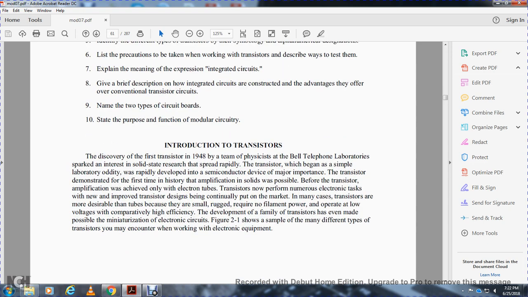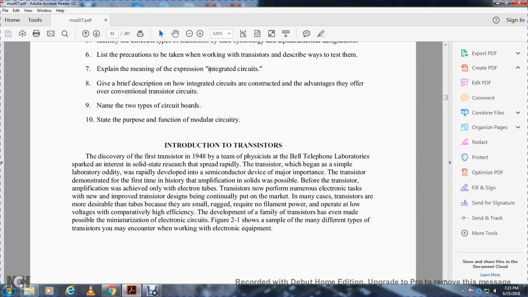Introduction to transistors. The first transistor was discovered in 1948 by a team of physicists at Bell Telephone Laboratories, and it sparked interest in solid state research. The research spread rapidly, and the transistor became more than a simple laboratory oddity, a rapidly developing semiconductor device of major importance. The transistor demonstrated for the first time in history that amplification in solids was possible. Before the transistor, amplification was achieved only through electron tubes. Transistors now perform numerous electronic tasks, with new and improved transistor designs continually being put on the market.